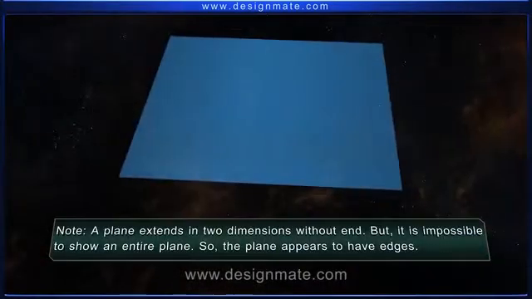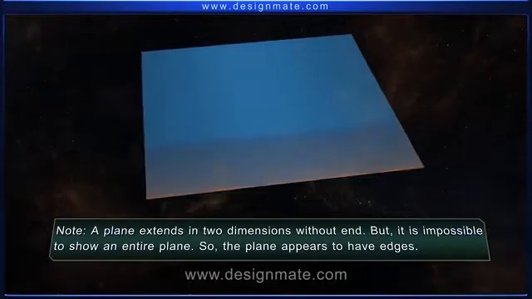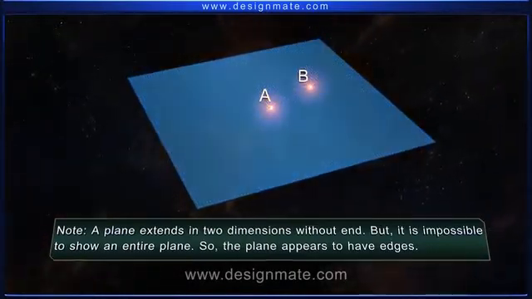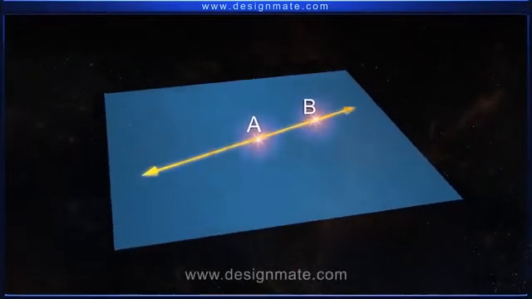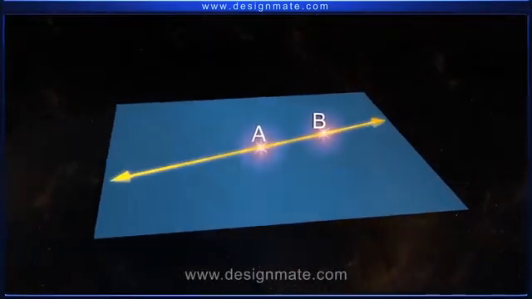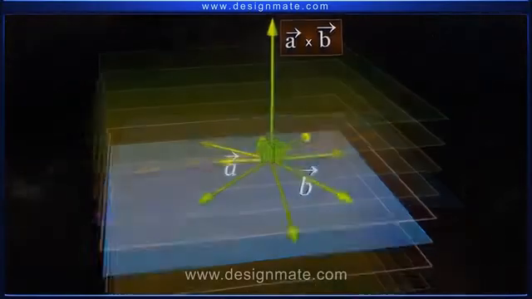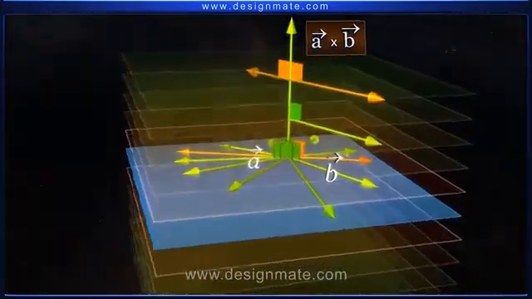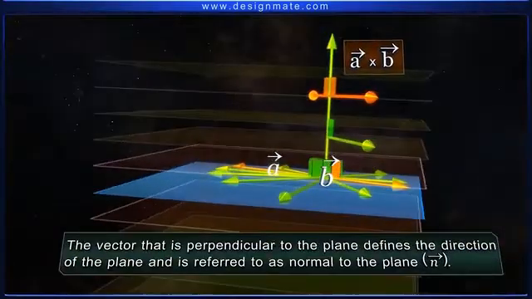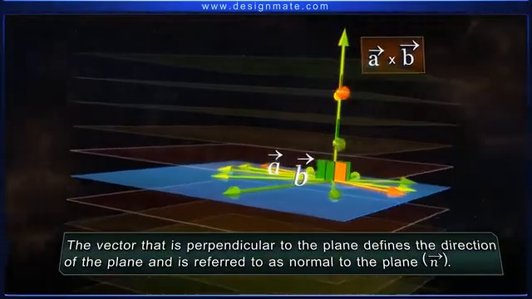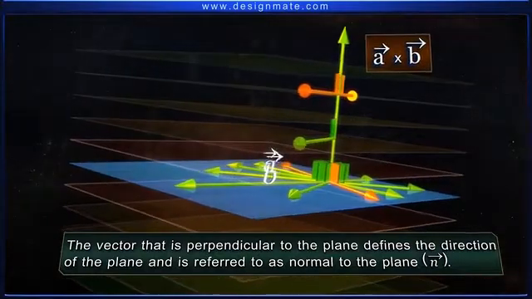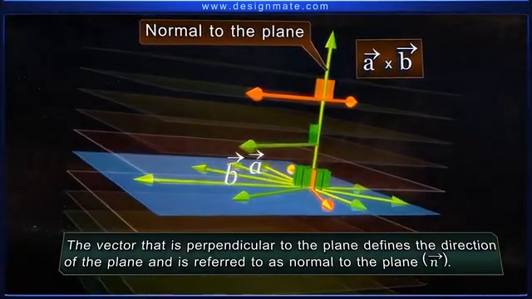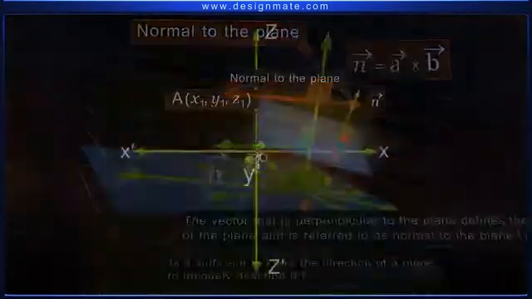Summary. A plane is a flat surface consisting of a set of infinite points in space. On joining any 2 points in the plane, the line formed lies entirely in the plane. The vector that is perpendicular to any vector or line in the plane or parallel to the plane is perpendicular to the plane and defines the direction of the plane. It is referred to as normal to the plane and is denoted by vector n.